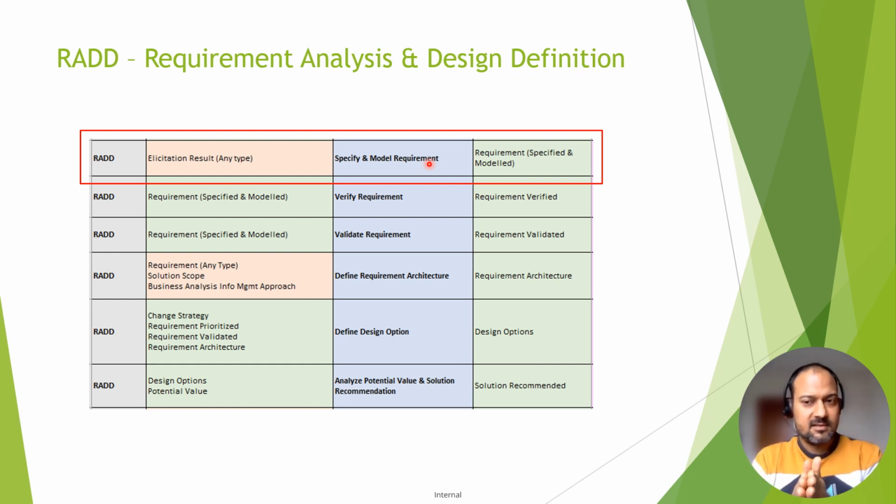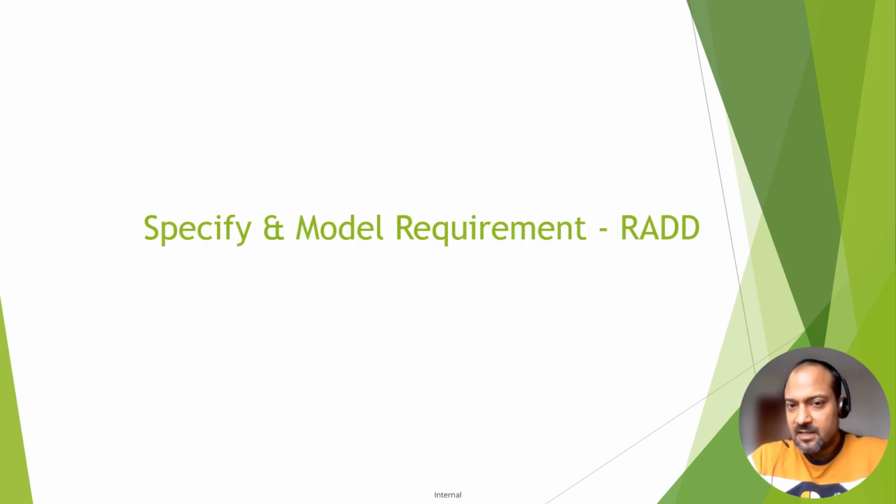So business analysts try to run these two activities parallelly, so that it's an optimized way of coming to a solution, with less variation and a very high chance of validation and verification. We'll go with this first, and then the other 5 activities will go in another session. Specify and model requirement.